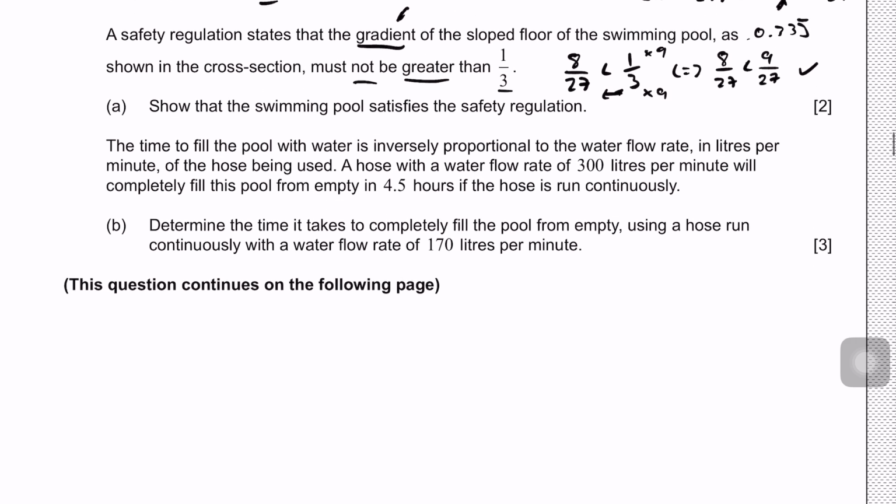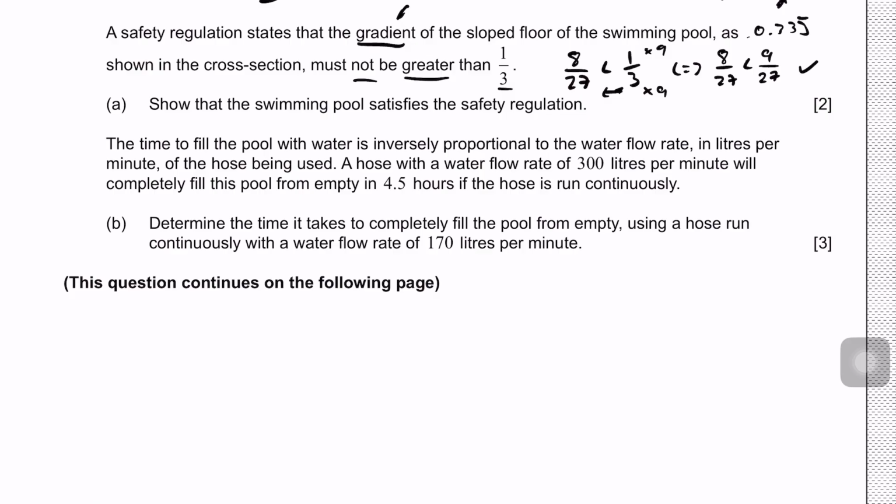Okay. The time to fill the pool with water is inversely proportional to the water flow rate in liters per minute of the hose being used. A hose with a water flow rate of 300 liters per minute will completely fill this pool from empty in 4.5 hours if the hose is run continuously. Determine the time it takes to completely fill the pool from empty using a hose run continuously with a water flow rate of 170 liters per minute.